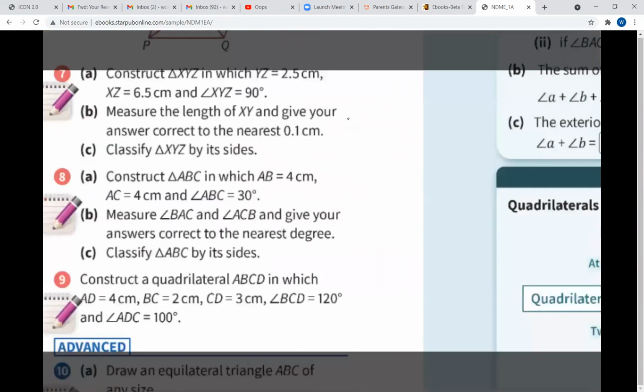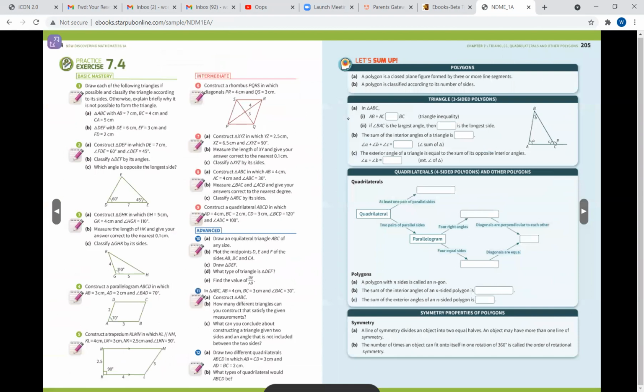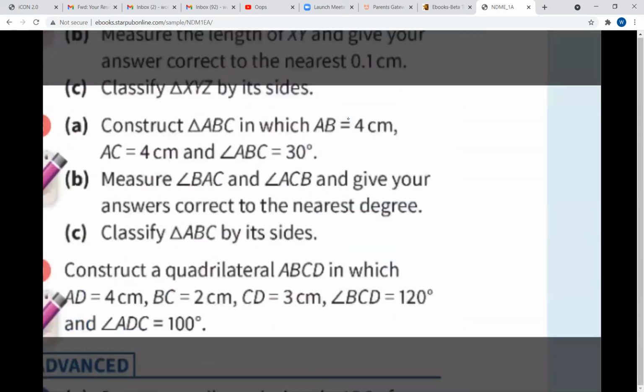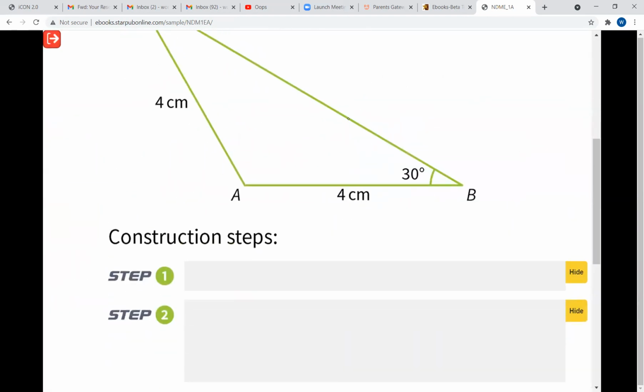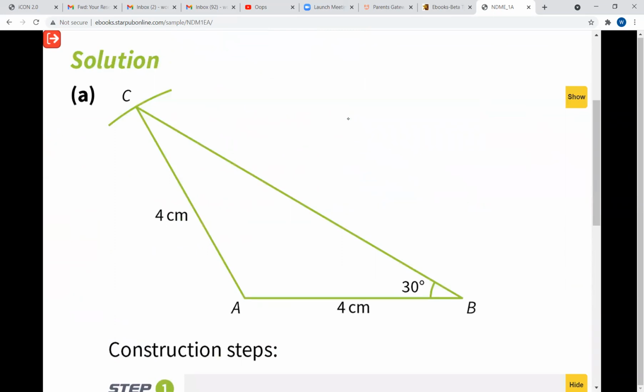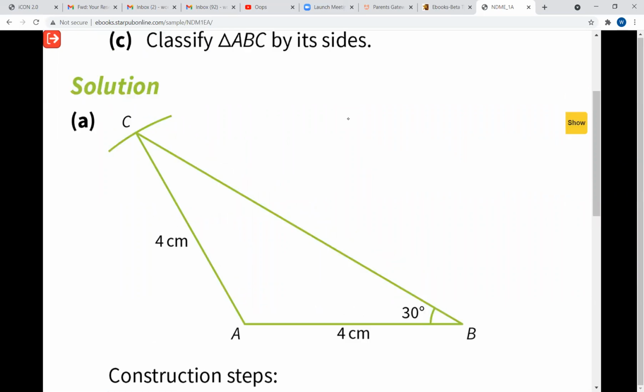Okay, next one, question 8. So draw and measure the angles. Okay, so this is what we expect to see. A triangle that looks like this, it could be rotated, inverted, doesn't matter. Okay, next.